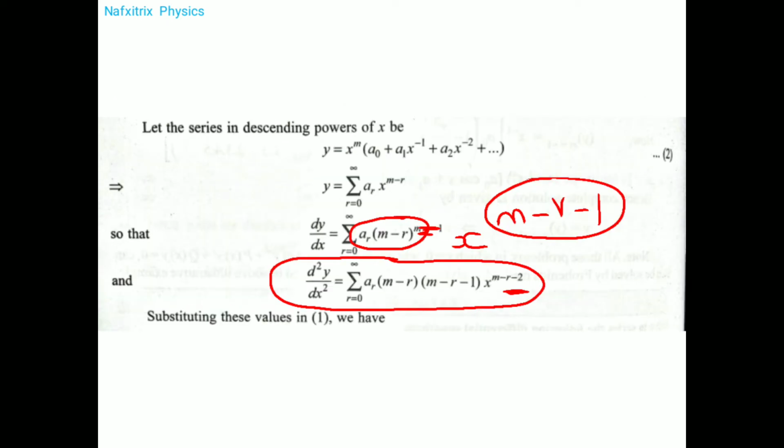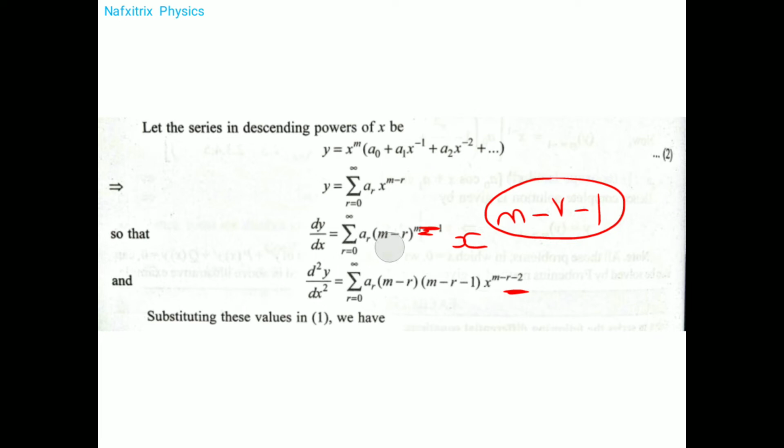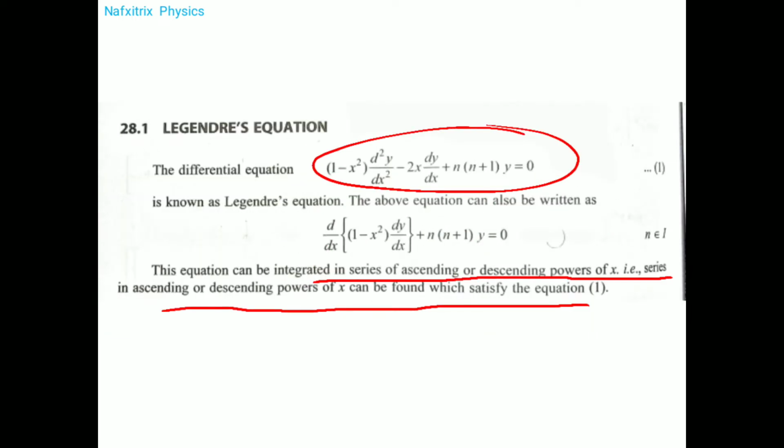So from actually, we are just having y. From that y we are finding the first time differentiation and second time differentiation in order to substitute in this equation. So here, double differentiation of y, single differentiation of y, and n into n plus 1 into y. So that's why we have differentiated it.